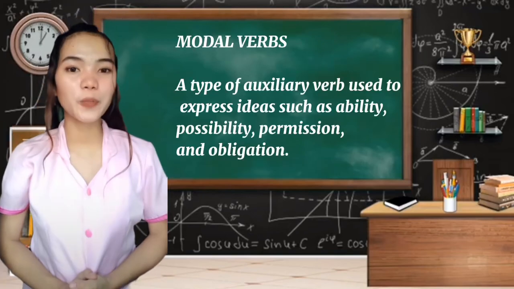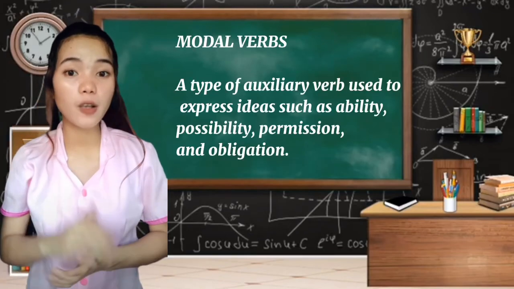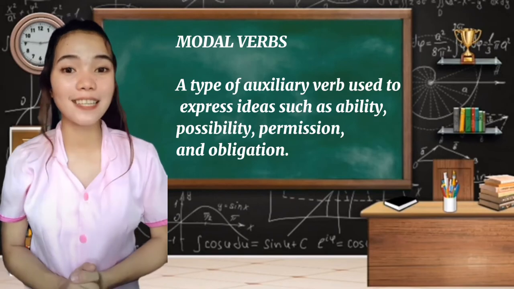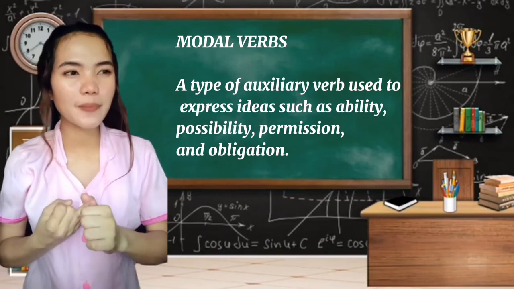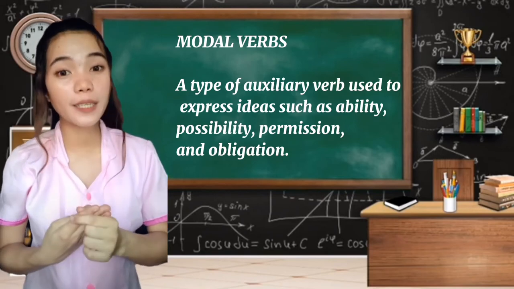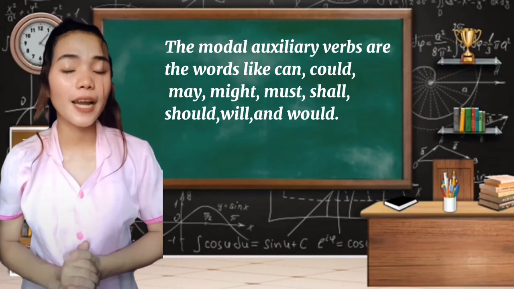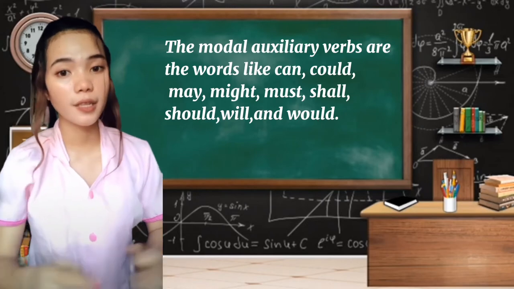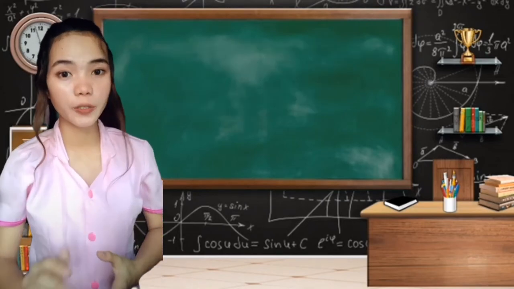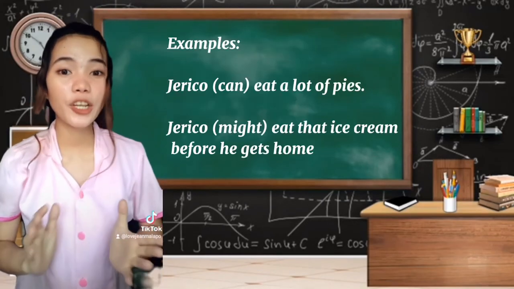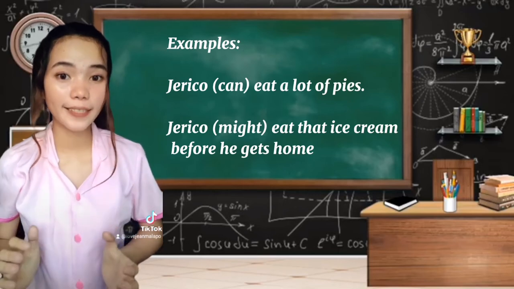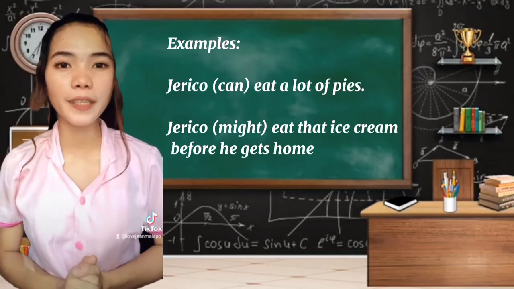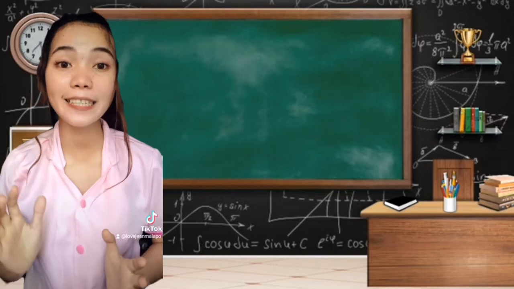The next is the modal verb. So a modal verb is a type of auxiliary verb used to express ideas such as ability, possibility, permission, and obligation. The modal verbs are words like can, could, might, will, shall, and should. For example, Jericho can eat a lot of egg. Here, the modal verb can helps to express the ability.